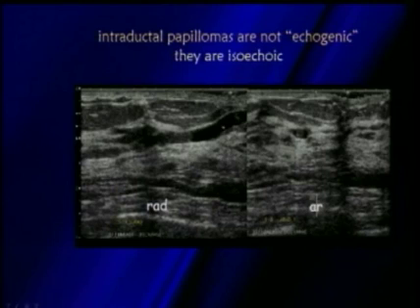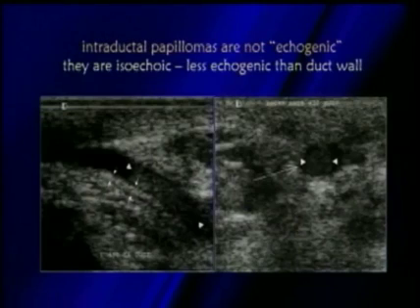So this is looking at a long axis view of a duct with ductal ectasia, an intraductal papilloma, rotating 90 degrees and getting a short axis view of also that same intraductal papillary lesion. Just showing you another example, here's a patient with a fairly long intraductal papillary lesion. You can see the wall of the duct is echogenic and the papilloma itself is isoechoic.